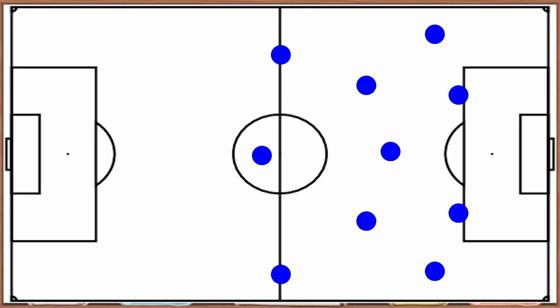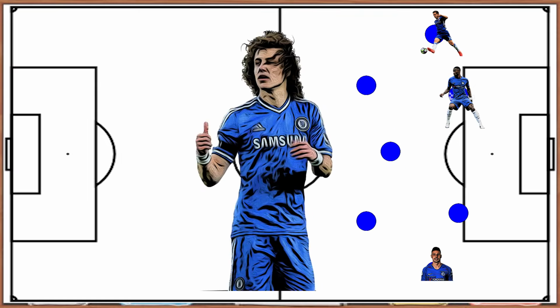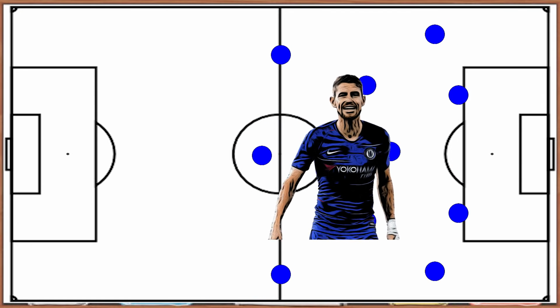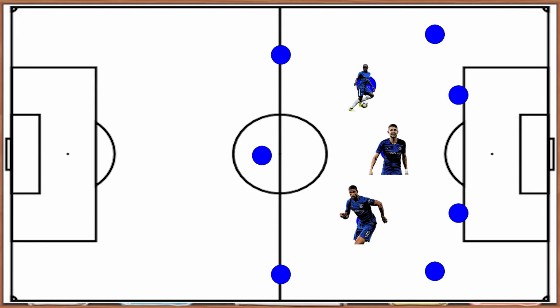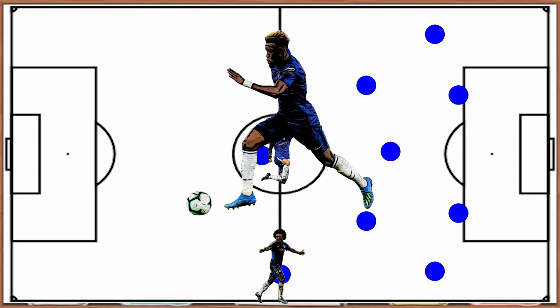Chelsea matched them up with a nominal 4-3-3 of their own. Azpilicueta and Emerson were the fullbacks, with Rudiger and Luiz central. The midfield trio was Jorginho, Kante and Loftus-Cheek, whilst the front three was Willian, Hazard and Hudson-Odoi.